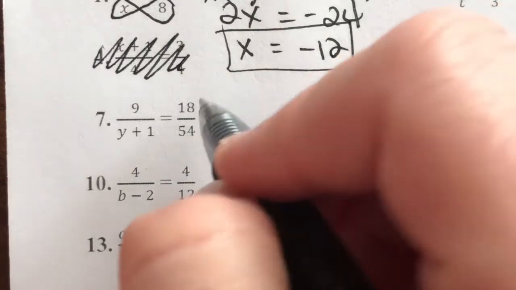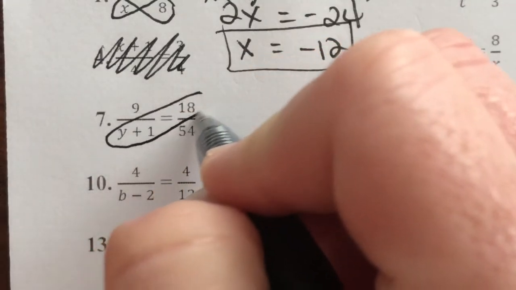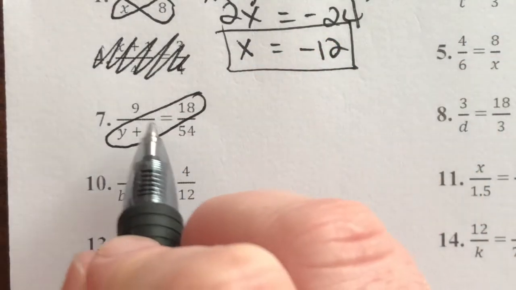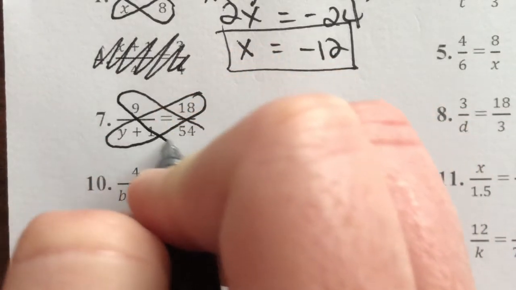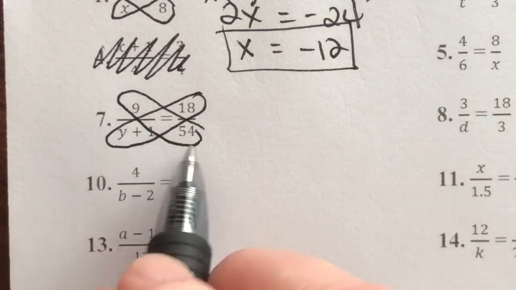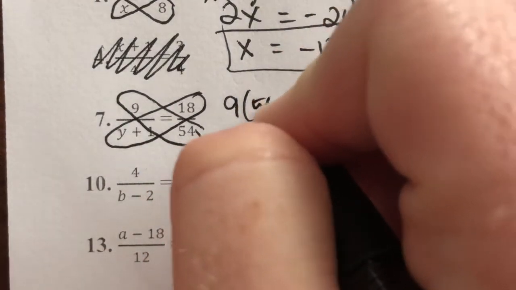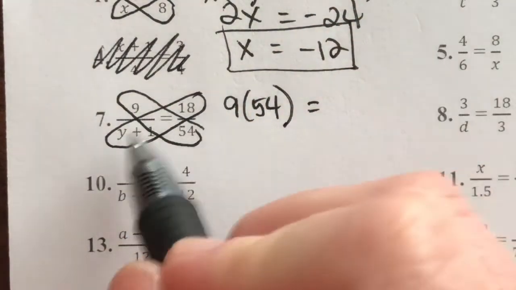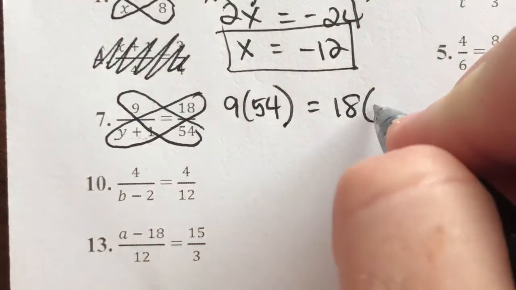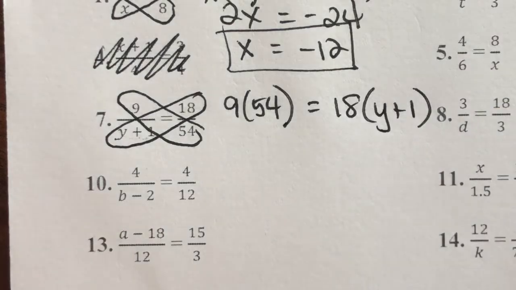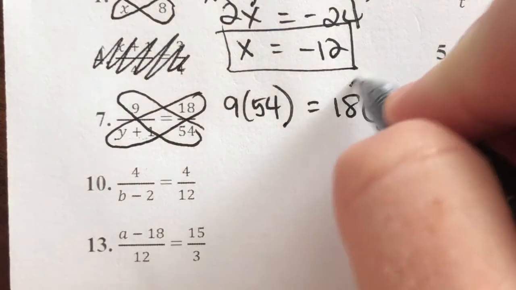Number 7, I'm going to cross multiply. Now, this doesn't just have one term. It has adding, but I'm still going to solve it the same way. So I'm going to multiply 9 times 54, set that equal to multiplying the other side. So I'm multiplying 18 times y plus 1. So here, I just have to distribute. I'm still solving it the same way. I just have to get rid of those parentheses to solve.